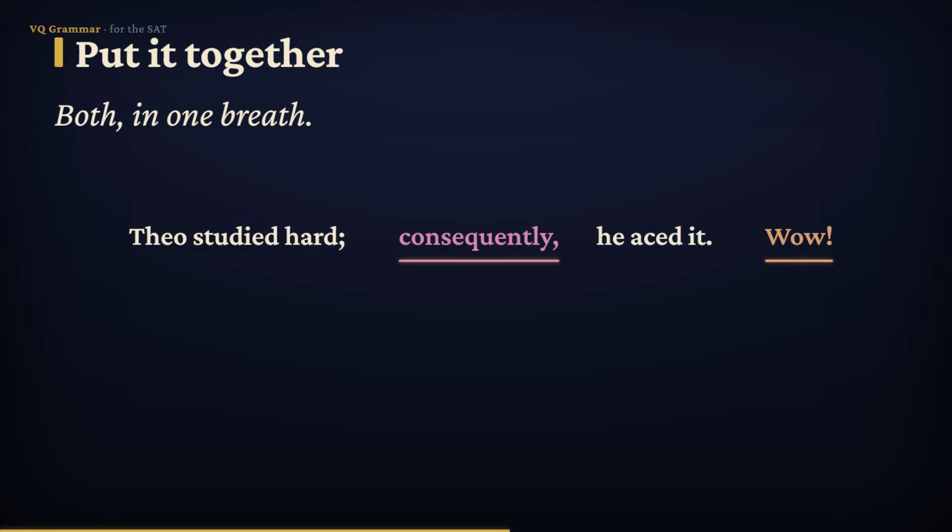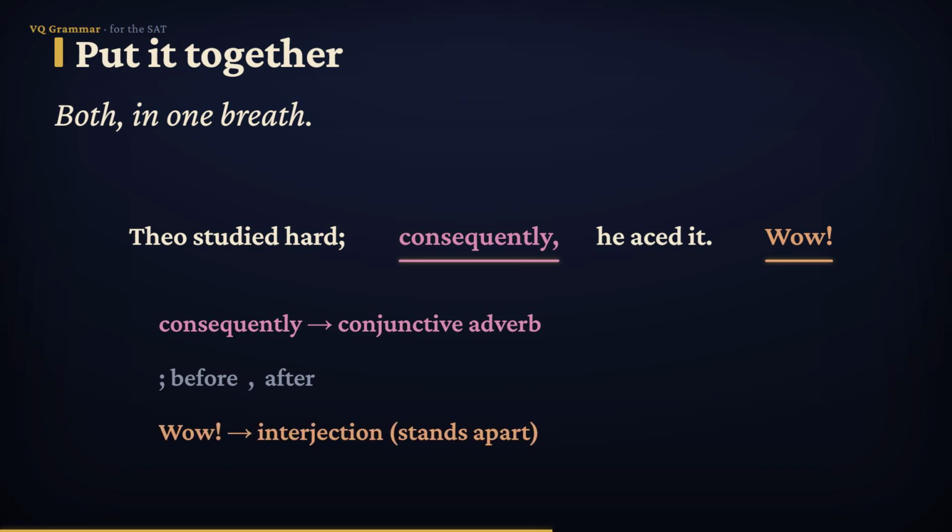Theo studied hard. Consequently, he aced it. Wow, two of today's words. Consequently is a conjunctive adverb, joining the two clauses to show result, with a semicolon before it and a comma after. And wow, with its exclamation point, is an interjection, pure emotion, standing completely apart. A conjunctive adverb and an interjection, side by side.